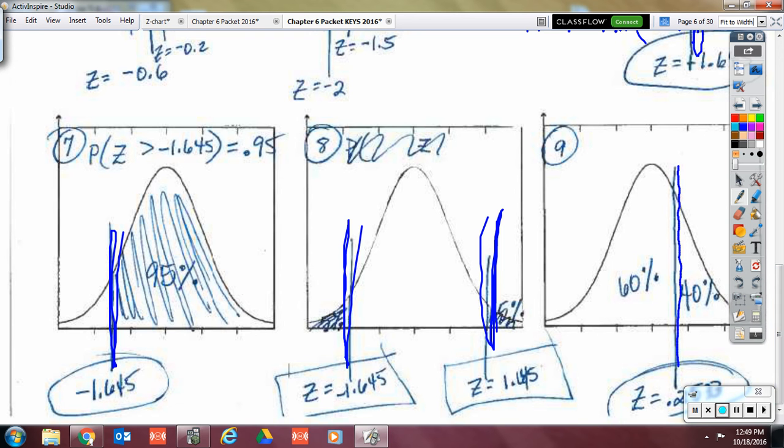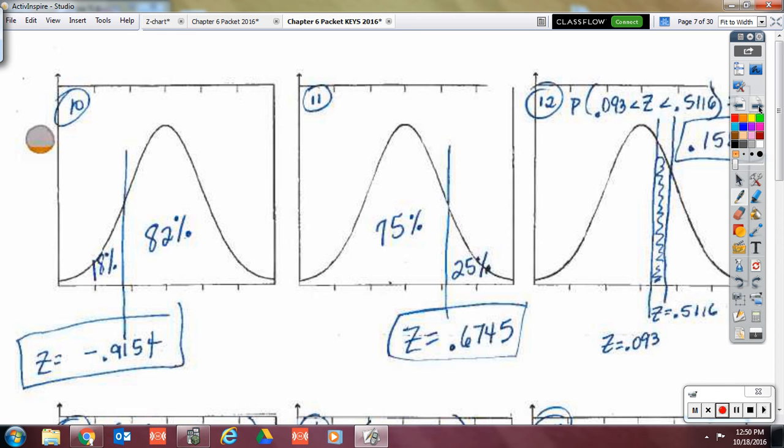Number 9 we had talked about doing calculator-wise. What would be our way to do this calculator-wise to find the z at this spot? Okay, inverse norm of what percentage? 0.6. So inverse norm of 0.6 would give us 0.2533. Okay, next page. Number 10, we could do inverse norm of 0.18 to get a z-score of negative 0.9154, and number 11, 0.6745.